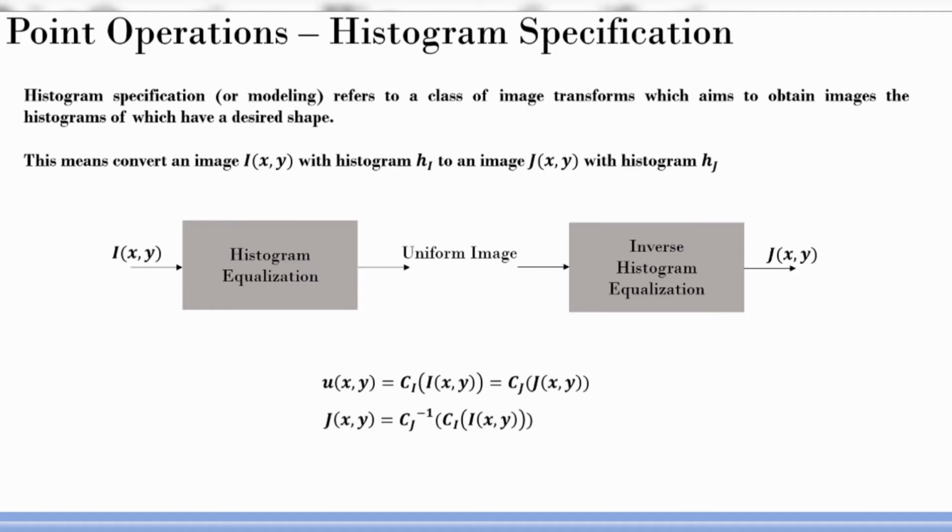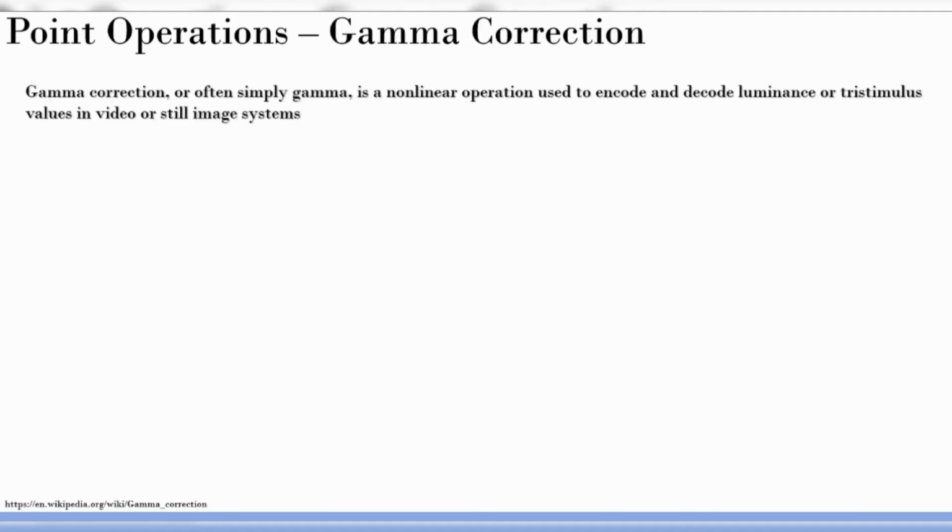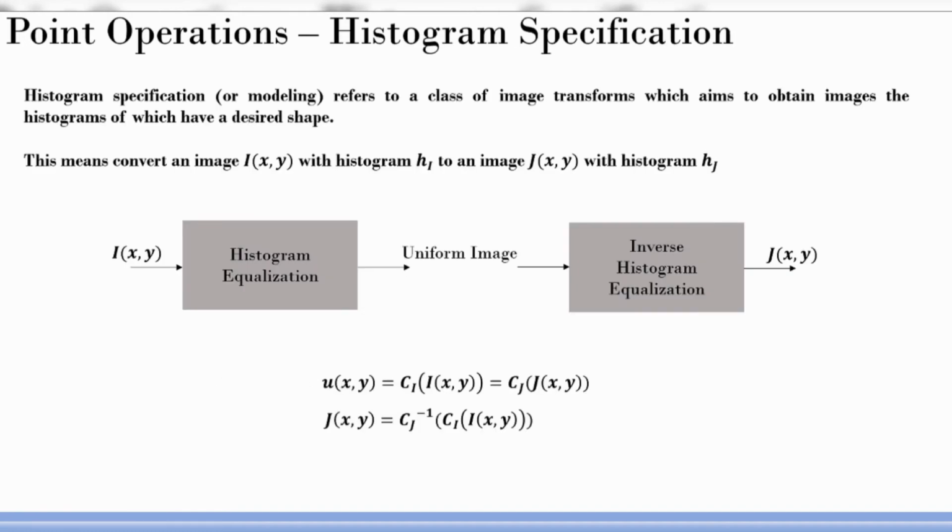Okay, so I'll try to put it this way. It's something like I want to put it this way. So you have one image, let's call it I1.